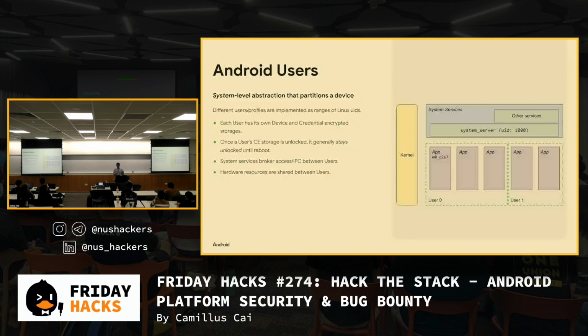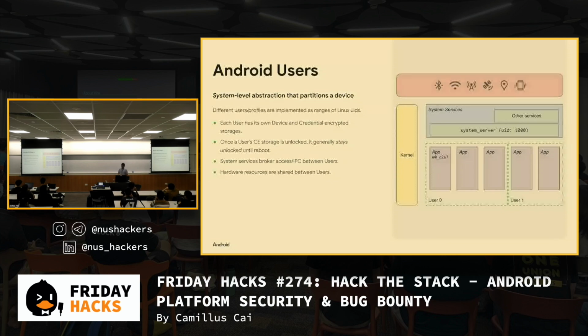Rebooting the device is currently the only way to put data back at rest. Android doesn't have a logout button. The key thing here is that users are purely a system server level abstraction. You can think of users as logical groups of apps, and remember that apps are already isolated from each other. Under the hood, they are just implemented as ranges of Linux user IDs, and every system API needs to do its own checks to make sure that it is not breaking isolation between users.